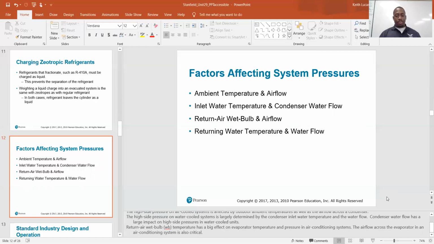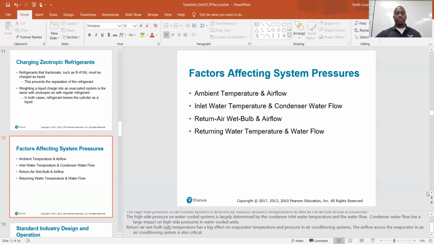It's very critical. Again, the three mass fluid flows in an air conditioning system are your refrigerant flow, your airflow across your condenser coil, and your airflow across your evap coil. Those are your three mass fluid flows. All three need to be correct, or you're going to have problems. You're going to lose efficiency. You might even break something. So definitely keep that in mind.